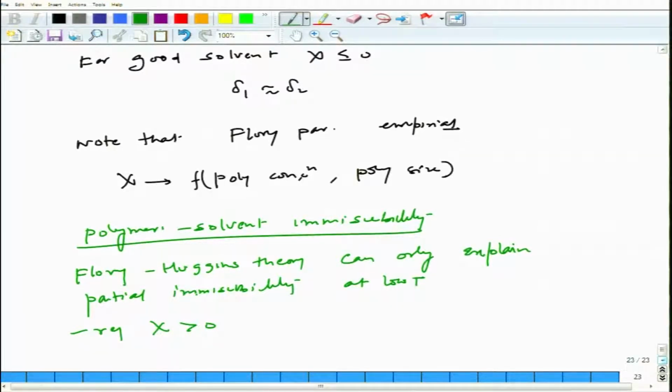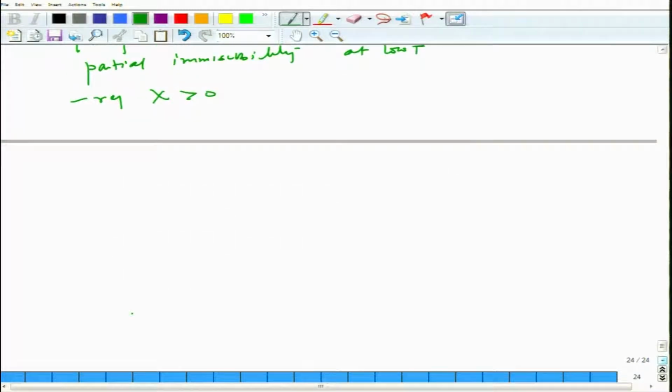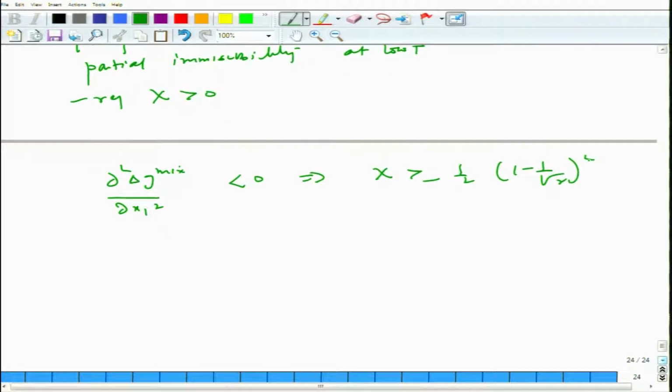So, you can do the same analysis as we have done earlier to find out the immiscibility. You look at the second derivative of delta G mix. So, let us do that. If you find this should be less than 0, which essentially means chi should be greater than or equal to 1 by 2 times (1 by root r plus 1) to the square. So, incipient instability, that means when it is equal, occurs at chi equal to 1 by 2 times (1 plus 1 by root r) to the square.